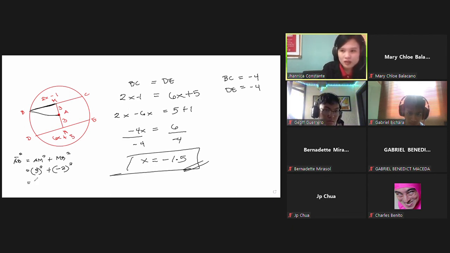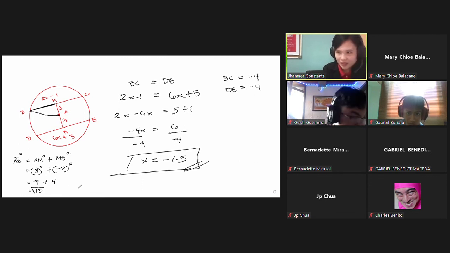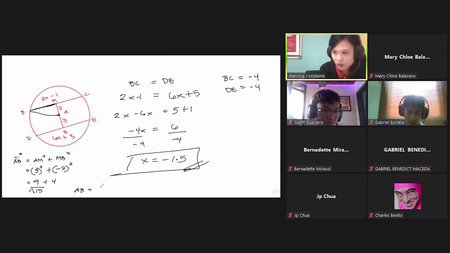So 3 squared is equal to 9, plus -2 squared, which is equal to 4. So 9 plus 4 is equal to 13. The square root of 13 is equal to 3.6. So the radius AB has a measurement equal to 3.6. So that's the measurement of our radius in the circle A that we have.